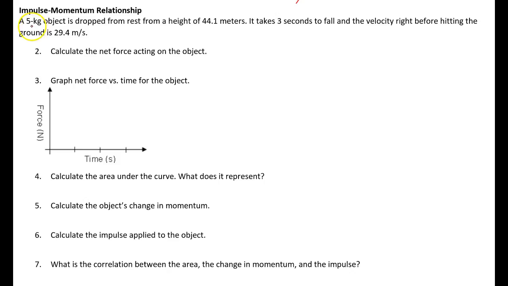We have a 5 kilogram object dropped from rest. Let me put V initial is equal to 0. Height of 44.1 meters. It takes 3 seconds to fall, and the velocity right before hitting the ground is this value, so that must be your V final. Calculate the net force acting on the object.